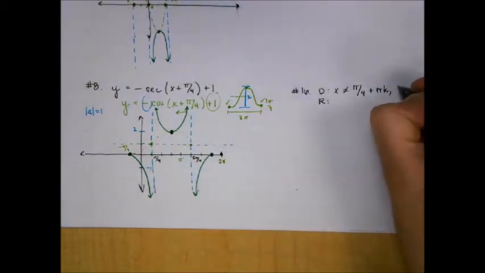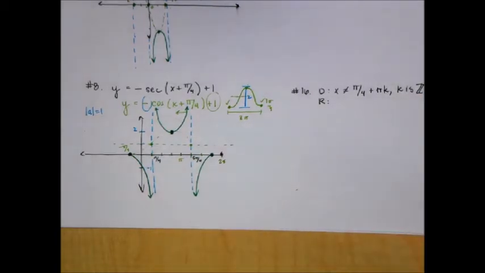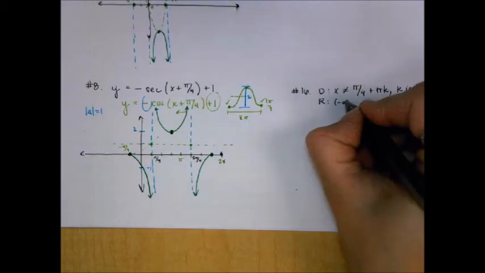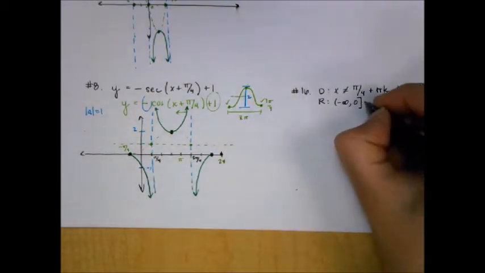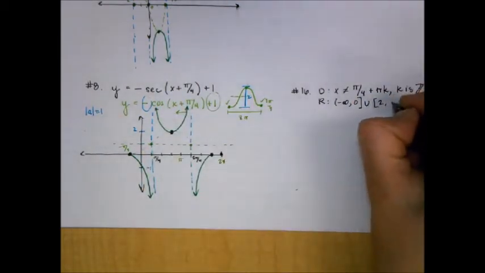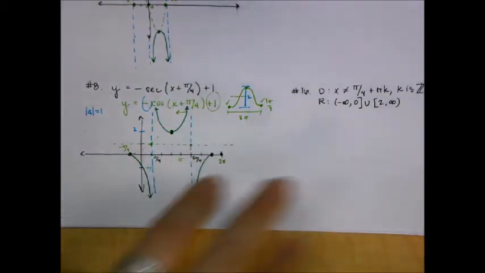The range, negative infinity up to 0, and 2 up to infinity. Okay, so now you've seen 2 cosecant graphs, 2 secant graphs. You've got just a few more left on the assignment to go through.